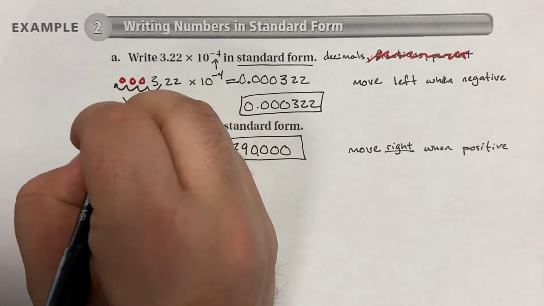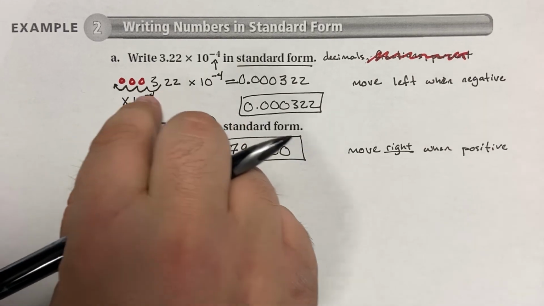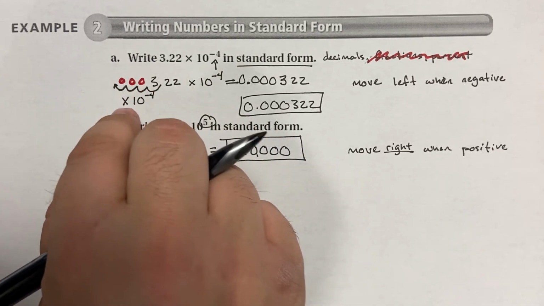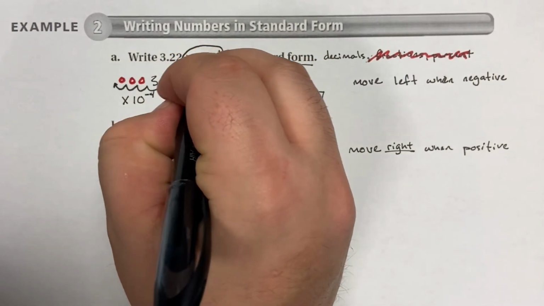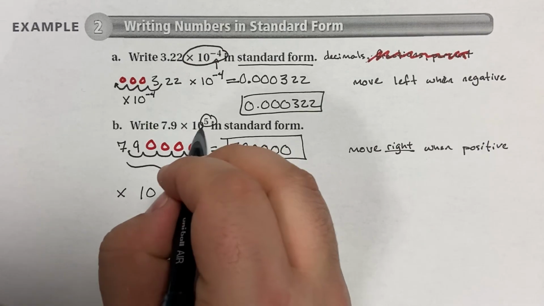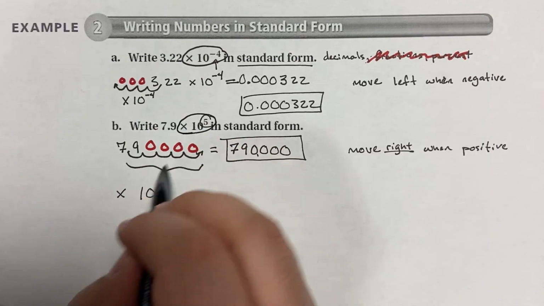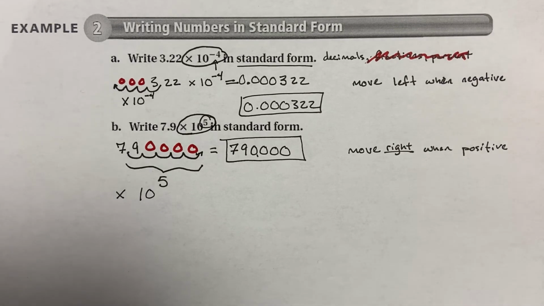So here, this is what the 10 to the negative 4th was. These are the movements. The movements are the times 10 to the negative 4, which was this part right there. And this whole part right there is what moved the decimal to the right because it's positive. Now pause the video and copy what is on your screen into your notebook.